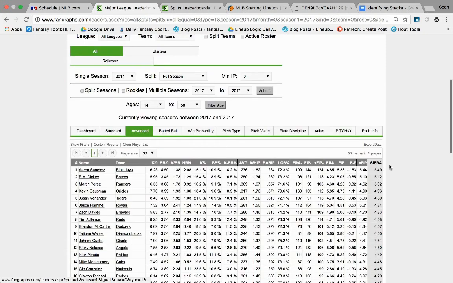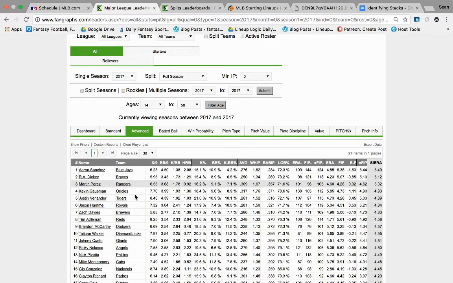SIERA is Skill-Interactive ERA. It is a metric that measures beyond ERA. And we see some names that we know have gotten beaten up this year. Aaron Sanchez just gave up a ton of runs to the Astros. R.A. Dickey, he's kind of been a whipping boy throughout the course of the year. We know he's going to be in Atlanta. That could be a good ballpark situation. Martin Perez of the Rangers, he continues to get beat up.